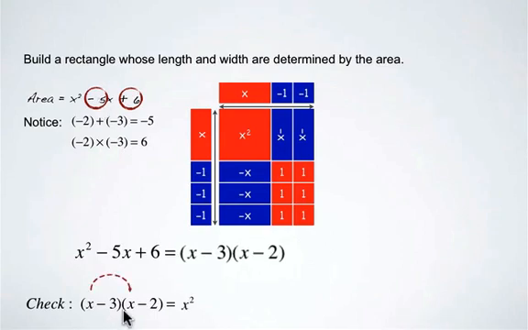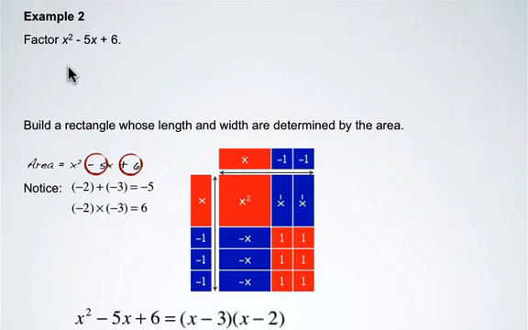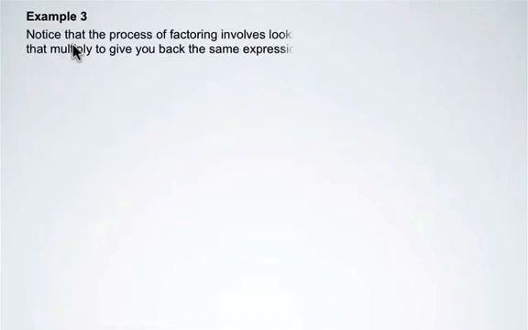X times x is x squared. X times negative 2 is negative 2x. Negative 3 times x is negative 3x. And negative 3 times negative 2 is plus 6. We collect the like terms and we're left with x squared minus 5x plus 6. And that's the original expression that we factored, so we know we've done a good job. Notice that the process of factoring involves looking for two numbers or expressions that multiply to give you back the same expression.